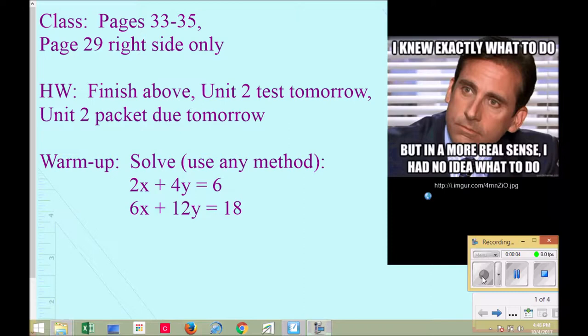This is the last day of Unit 2, Day 12 of Unit 2. So we started with a warm-up. You should solve using any method. So take a moment, pause the video, do the warm-up, and then play to check your answers.